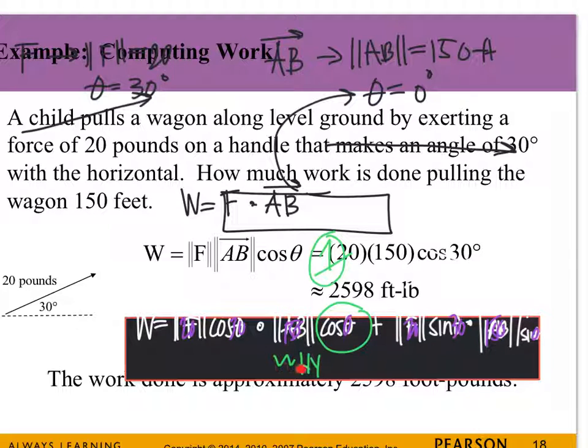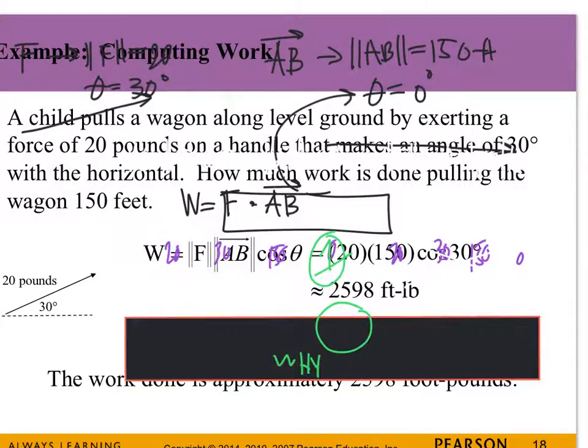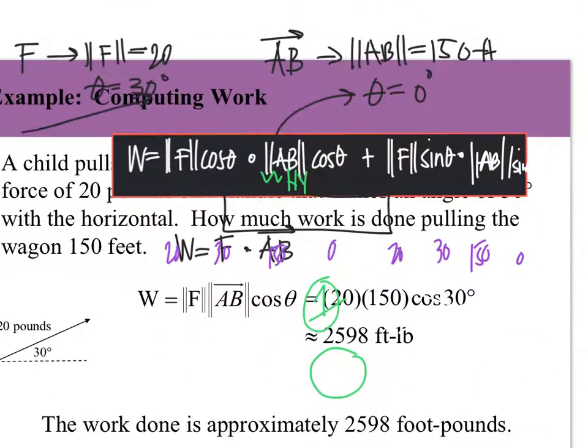This also explains why work is a scalar, because a dot product is a scalar. Now we are multiplying a force, which is in pounds, to a direction which is in feet, so once we do that dot product and see that this zeroes out and that becomes 1, and it's just these three guys multiplying, our units are foot-pounds. So the work done is approximately 2,598 foot-pounds.